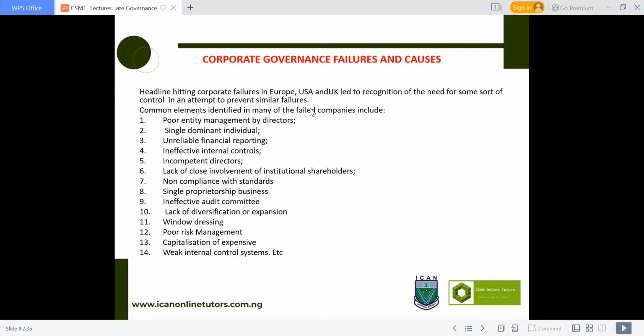What are they doing? It's not just about the company making profit, then my investment is secure. No, not compliance with the standard. We have many of them: capitalization of expenses, poor risk management, expenses that you're supposed to debit your P&L with, you are not doing, you're not debiting your asset down. Poor risk management, window dressing, weak internal control system. Those are corporate governance failures.